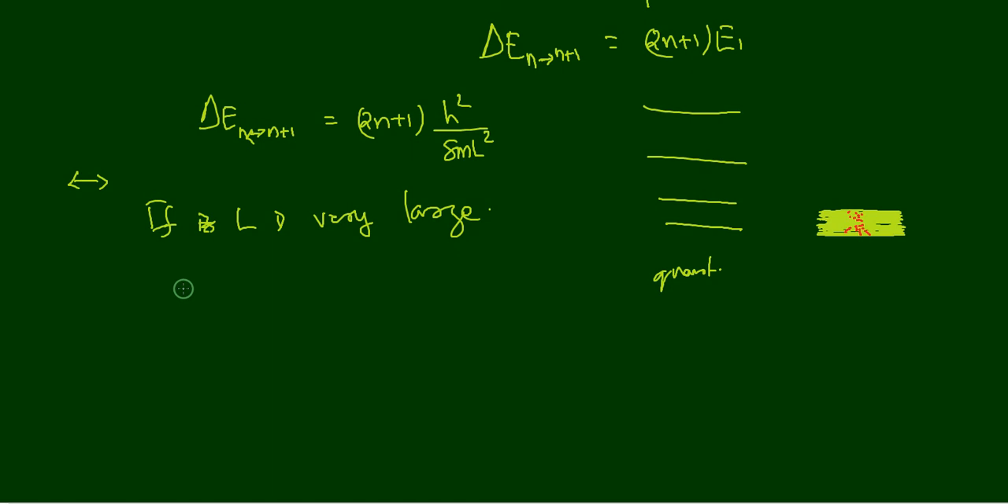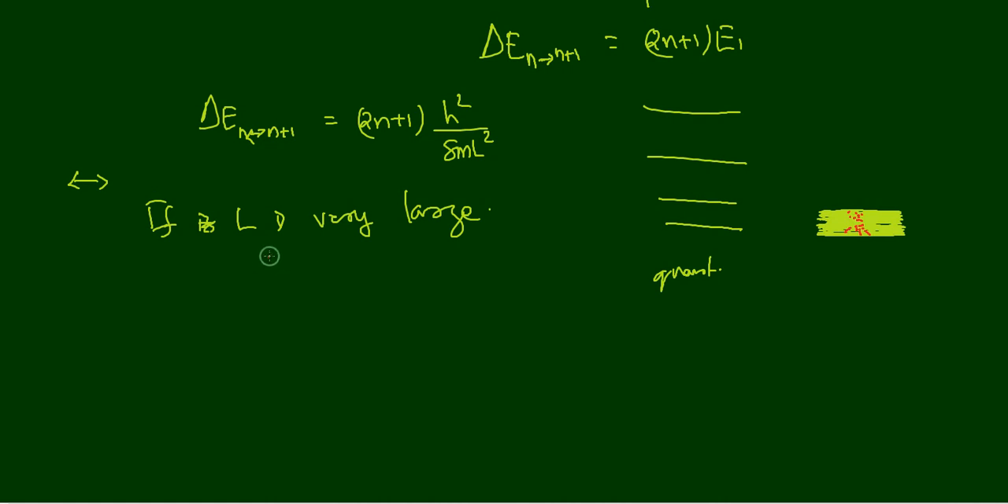So when L is equal to infinity, this system becomes a free particle. It is a free particle in one dimension, and for a free particle in one dimension, there is no quantization of energy. We already saw this in the previous class. So this is the limit of the system.